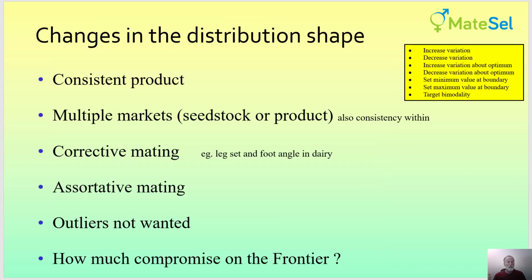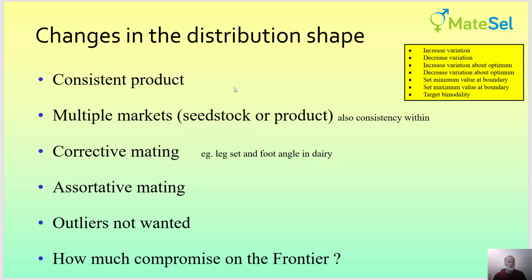So far we've been looking at changes in the direction of genetic gain across traits, and now we're going to look at changes in the distribution shape. And we have in the yellow box a number of tools in MateCell for doing that sort of thing. What we're talking about is why you might do it. You might be aiming for a consistent product by reducing variation in progeny outcomes.